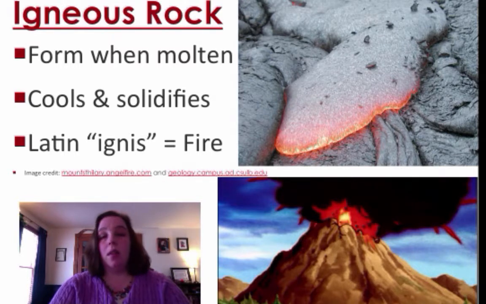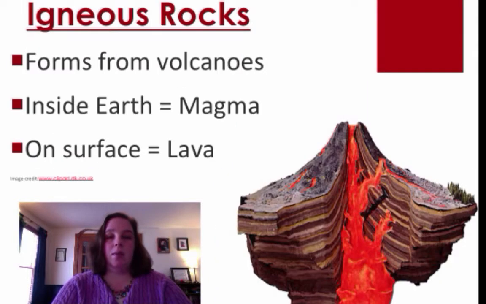These are what I like to call the volcano rock. Igneous rocks form from volcanoes. They can form inside Earth, and that's from magma. Remember, the difference between magma and lava is just location. If they're formed on the surface, they're formed from lava.